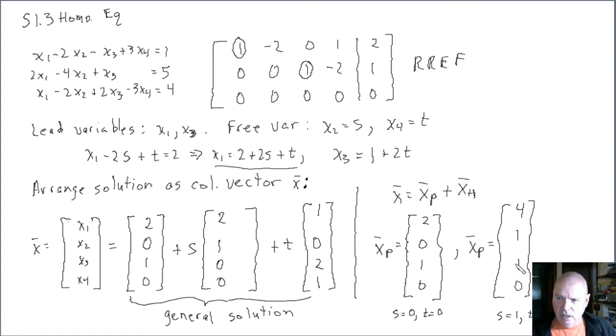And then actually, the particular solution plus the homogeneous solution provide the general solution. Okay, I want to look again at the homogeneous part in a little bit more detail. The homogeneous solution is the solution to the corresponding homogeneous system.